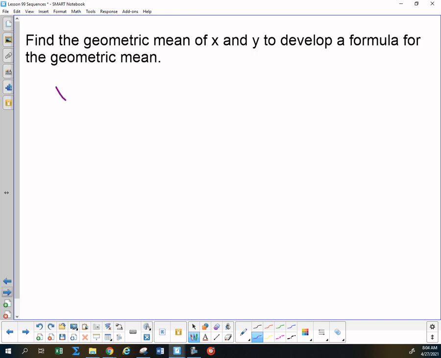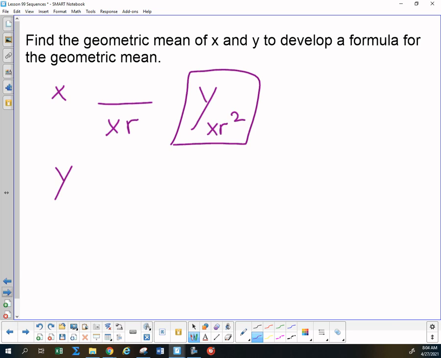So geometric mean, we're going to have x, and we're going to have y, and we're going to put one mean in between. But to get that middle term, we're going to take the first term times r. To get the last term, we're going to take that second term, x times r, times another r, so we have xr squared. So I need to figure out a formula for r. So if I start off with that last term, y is xr squared, divide both sides by x, and r squared is y over x.